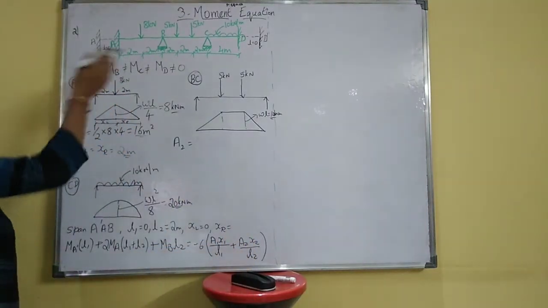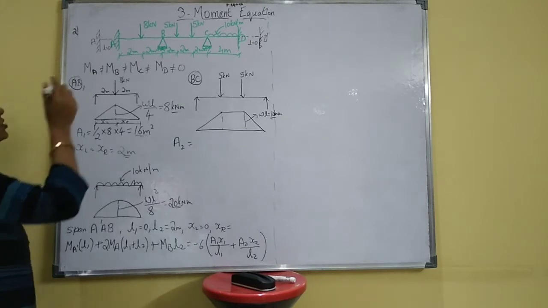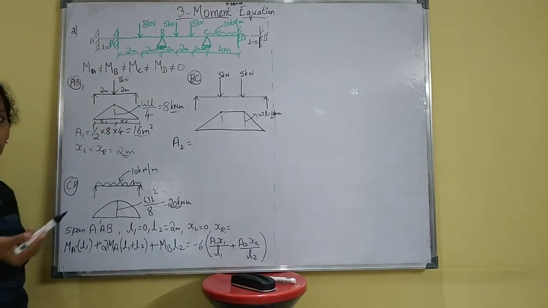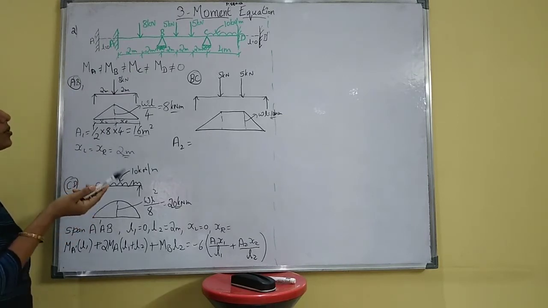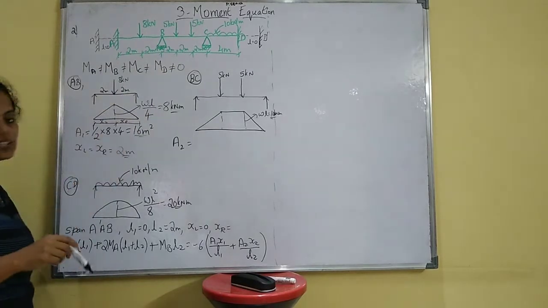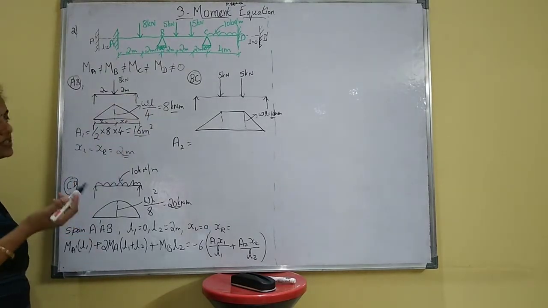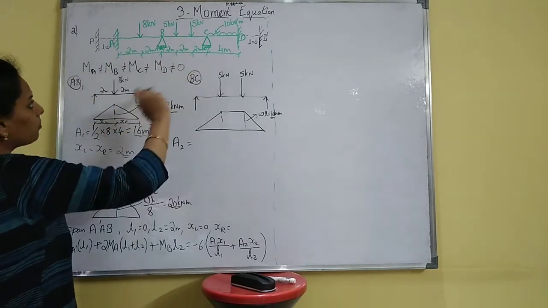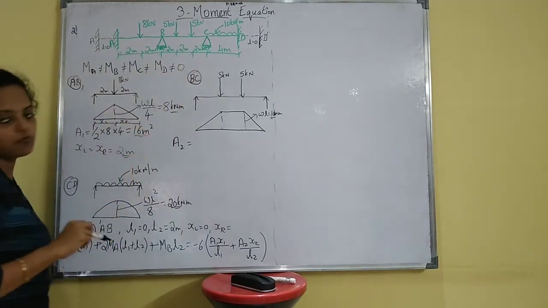Today we will see the next problem on the three moment equation. Here this is a continuous beam, but in the previous problem we saw the simply supported beam. Now suppose there is a fixed moment at the end, how do we solve it? We'll see in this problem. This is the given problem, and here A and D are fixed ends.